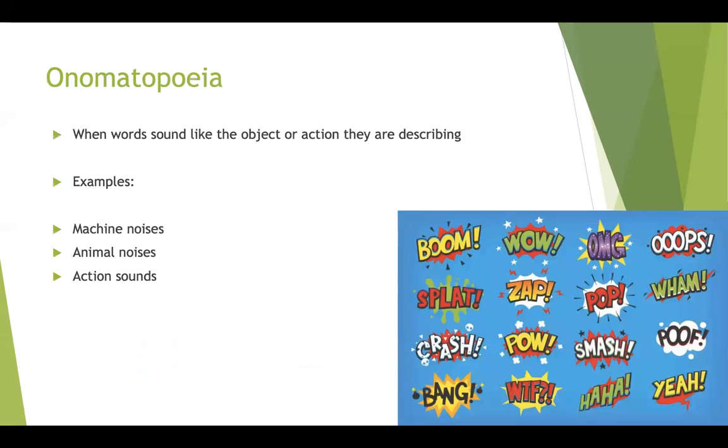And the last thing we're going to be looking out for is something called onomatopoeia. And we looked at this briefly last term. And this is when words sound like the objects or actions they're describing. And there's a few examples of this. We can normally see onomatopoeia being used when we use machine noises, animal noises, or the most common one is action sounds. There's a few on the right-hand side down there, and these ones are normally taken from comic books where we have things such as boom, zap, and pop. So they're describing the actions that are made.